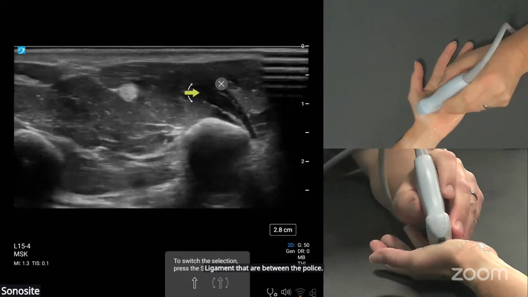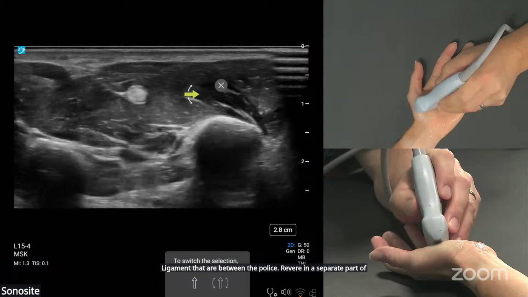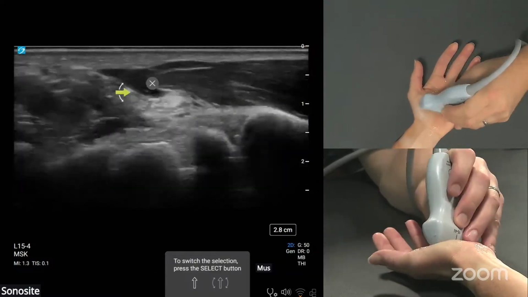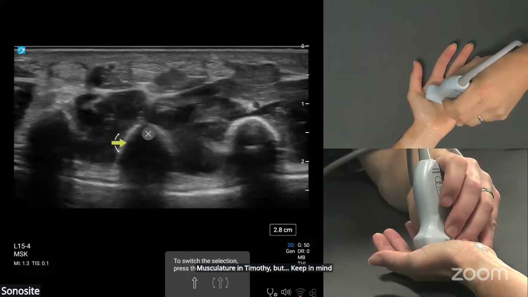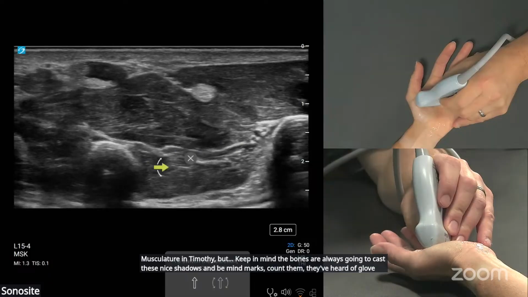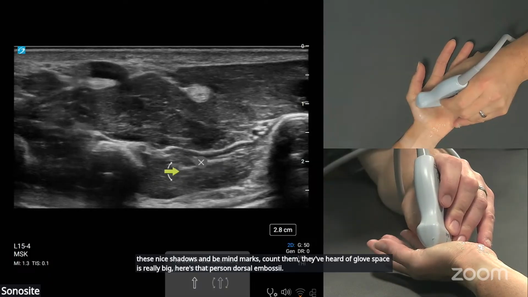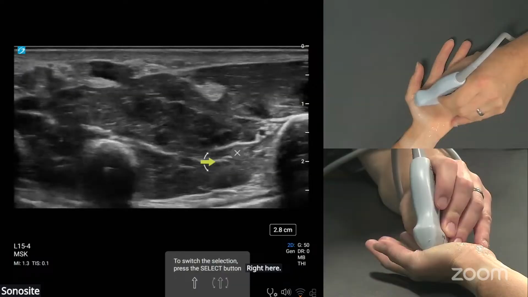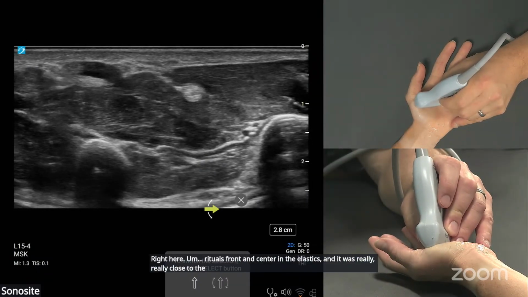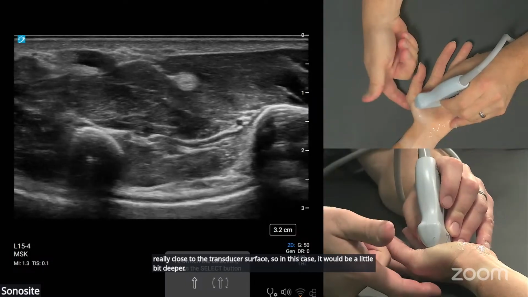We're over here in a separate part of the exam and go over the thumb. The thumb has some unique musculature and tendon, but keep in mind the bones are always going to cast these nice shadows and be landmarks. Count them. The first web space is really big. Here's that first dorsal interossei right here, which was front and center in the last exam. Right? It was really, really close to the transducer surface. So in this case, you get a little bit deeper. That's the bottom.